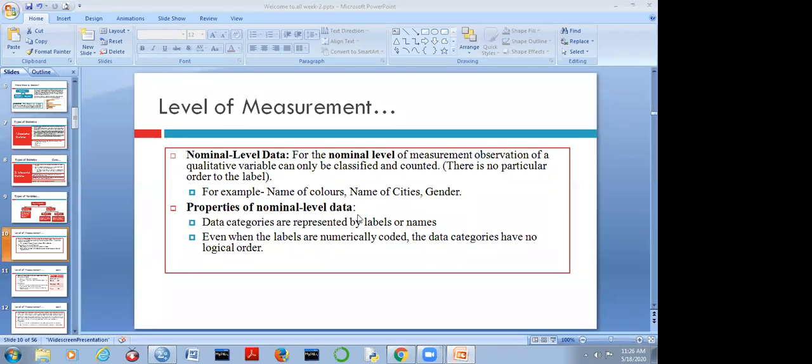So what are the properties of the nominal level? Data categories are represented by labels or names, for example, name of color, name of cities, gender, education qualification. Do you attend? Do you plan to attend? Will you continue to attend the webinar? Yes and no. In this way, that is nominal, and the answer has no order. For example, in yes and no, we are writing in a general way. If you wrote no and yes, what difference would it make? Would it make any difference?